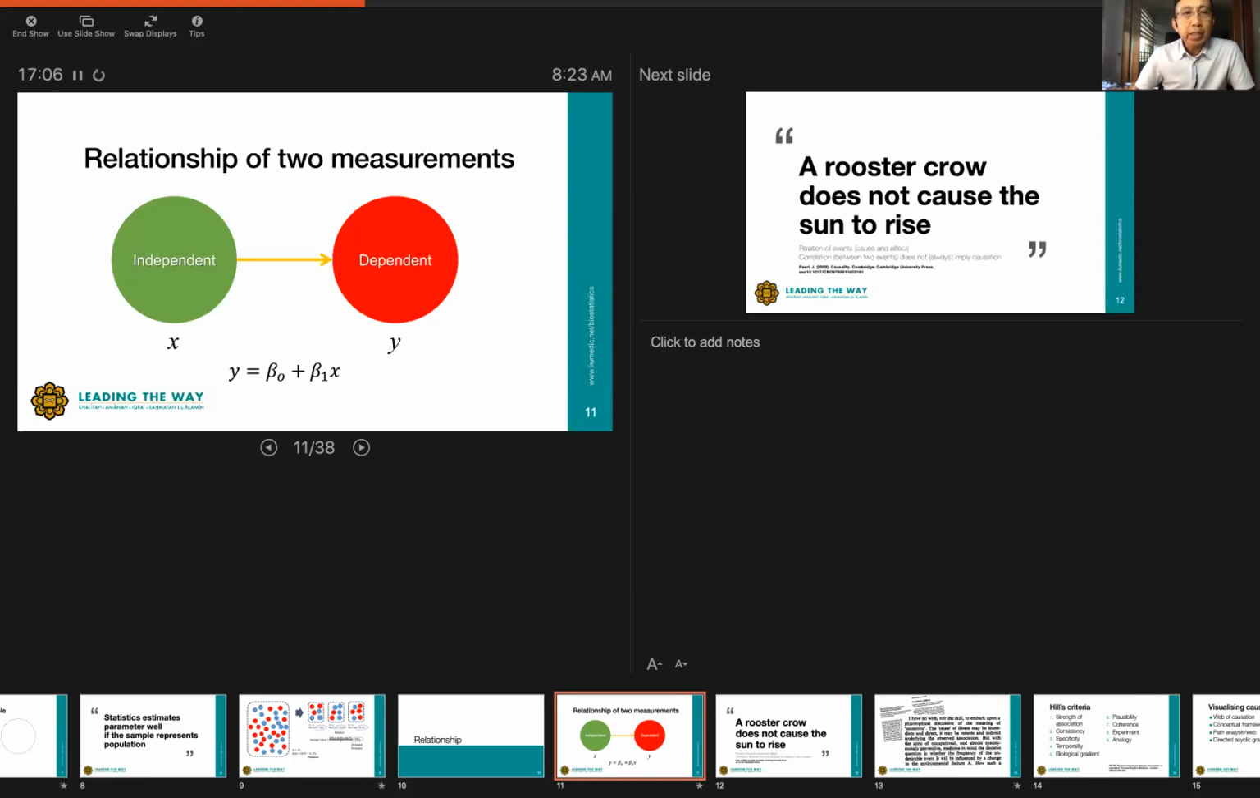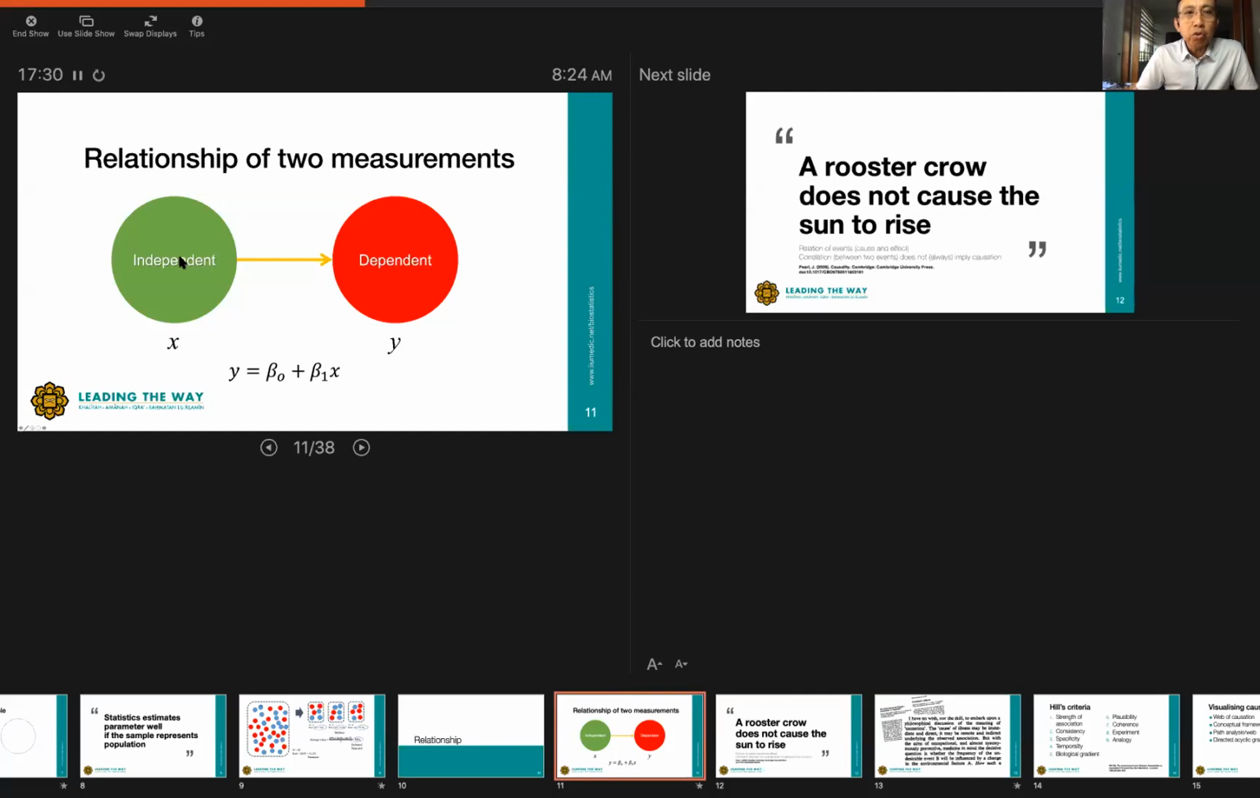So remember, the label dependent or independent can change depending on the variable used. For example, if the dependent variable Y here I put as lung cancer, and the independent variable X is smoking, smoking causes lung cancer. Y is lung cancer, X is smoking. So this is a two variable relationship.